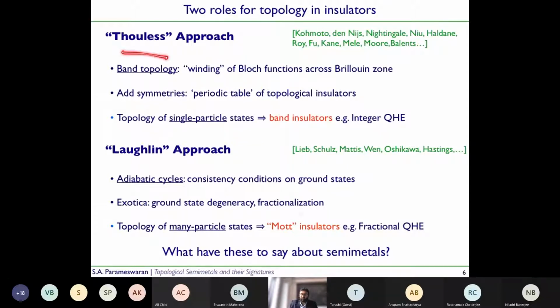So if you like, the Thouless approach is the root of the integer quantum Hall effect, and the Laughlin approach is the root of the fractional quantum Hall effect. And roughly speaking, the two aspects of topology in solid state are looking for topological single particle physics and topological many particle physics, and that's where these two approaches come in. So roughly speaking, if you want to phrase it in the language of insulators, the Thouless approach is how we think about the topology of band insulators, and the Laughlin approach is how to think about the topology of interacting insulators, what are traditionally known as Mott insulators.